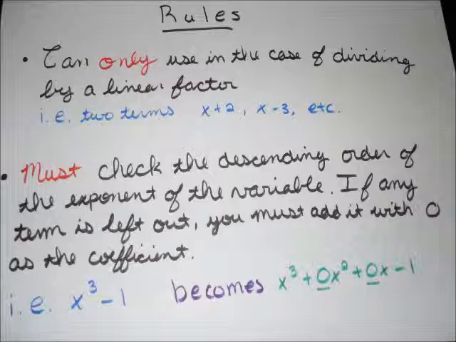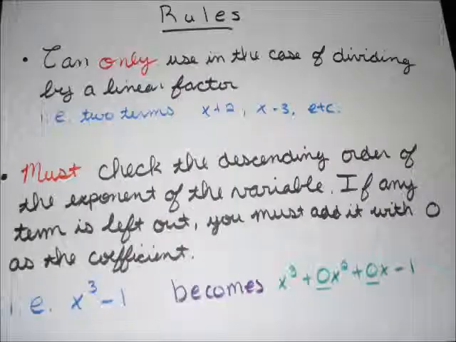Second, you must always check the descending order of the exponent of the variable. If any term is left out, you must add it with 0 as the coefficient. For example, x cubed minus 1 becomes x cubed plus 0x squared plus 0x minus 1. If you leave terms out, the division will not work. To test this, try dividing x cubed minus 1 by x plus 1 using long division without adding the missing terms. You'll find that it doesn't work so well.